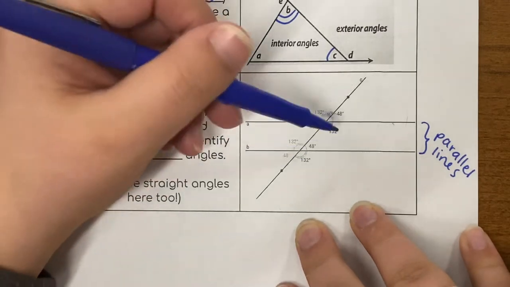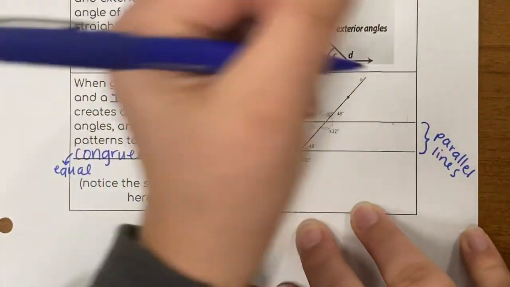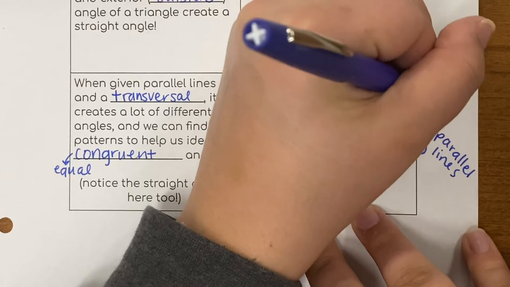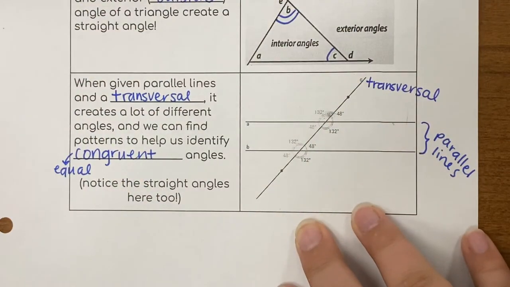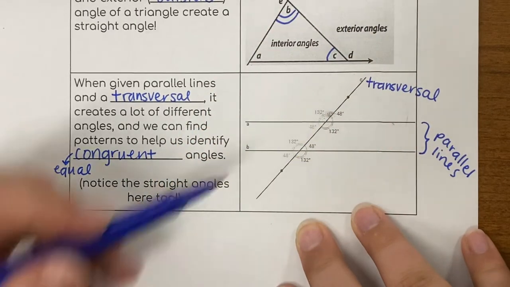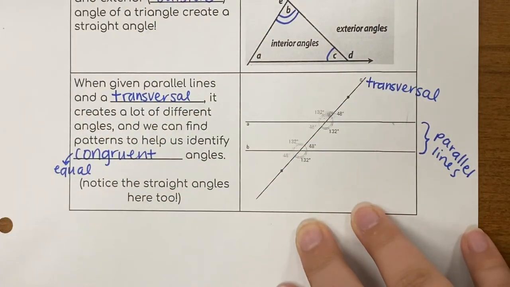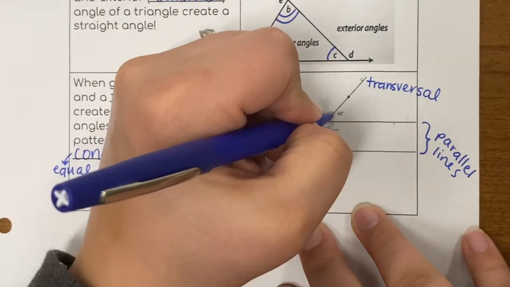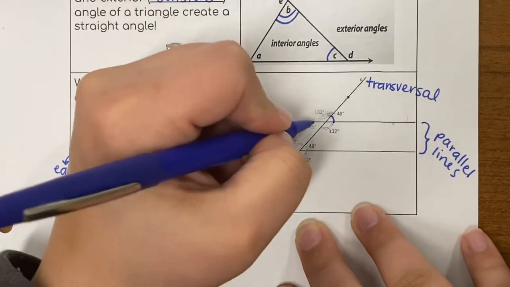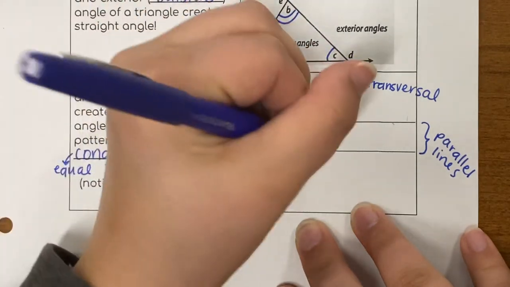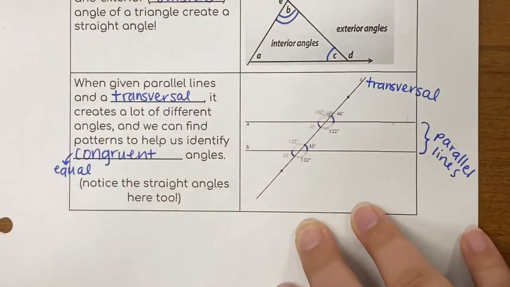Then those parallel lines are cut by this line right here. This line that cuts through them is called a transversal line. So this line is cutting through those parallel lines. Since these lines are parallel, I know that whenever it cuts through, it creates some congruent angles. So for example, this angle right here that is 48 degrees is congruent to this angle right here that is also 48 degrees. Now these angles are in the same spot on this parallel line, so I also have 48 degrees and 48 degrees.